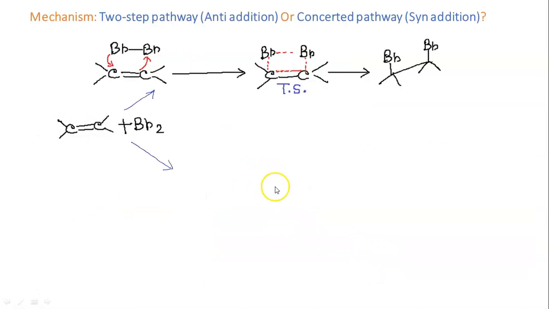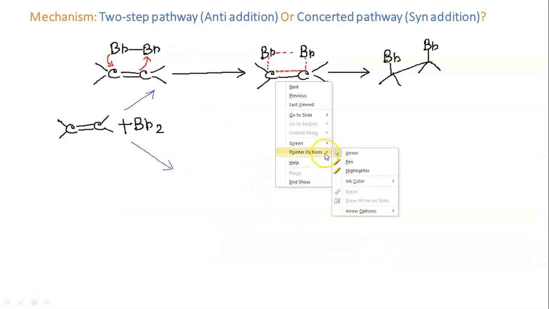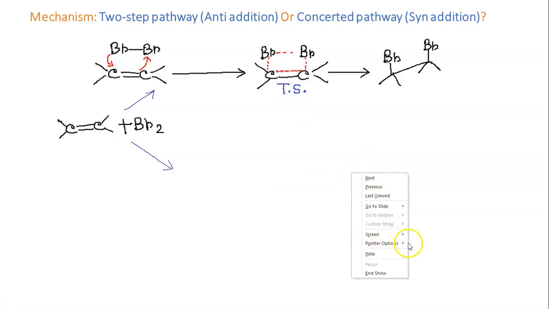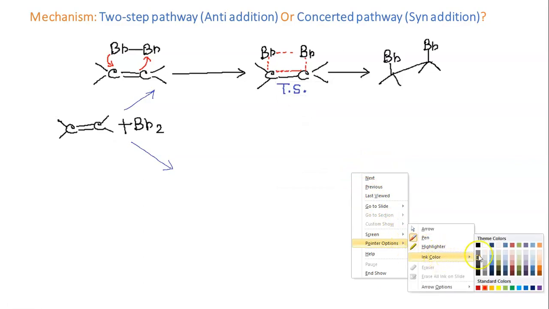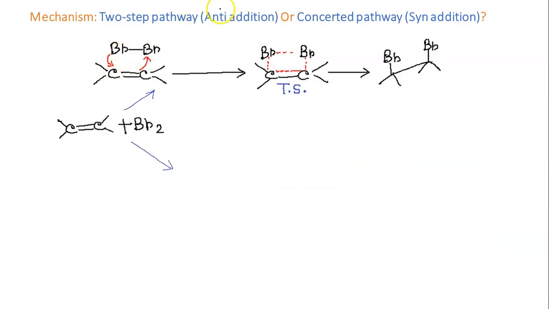Next we will see what the mechanism of it is. Is it a two-step pathway or a concerted pathway? Because both possibilities are there. A two-step pathway means it will be anti-addition. But if it is a concerted pathway, that will be syn addition, where both bromine atoms are added from the same side simultaneously. So this is the syn addition that you are seeing here. Both bromine atoms are adding simultaneously.